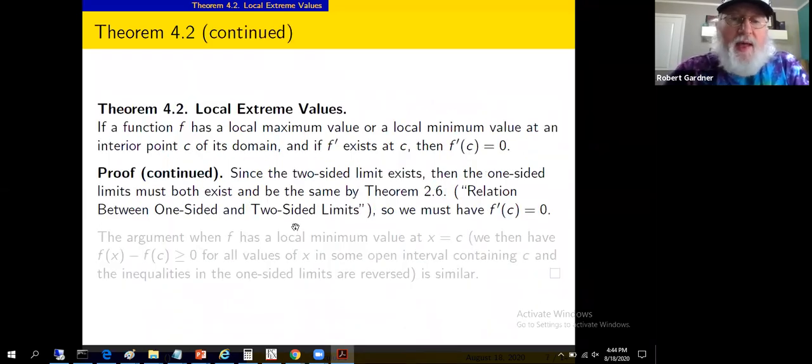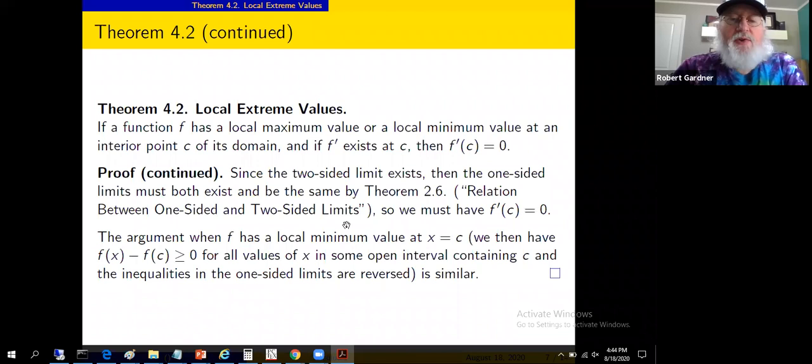A little bit more on that. Next slide. The two-sided limit exists by hypothesis, the fact that f prime exists at c. So the one-sided limits must both exist and be the same. The only way they could be the same, since one is less than or equal to 0, the other is greater than or equal to 0, is if the common value for all three of these limits, left, right, and two-sided, are all 0. So we get f prime equals 0, and that's what we needed to show.